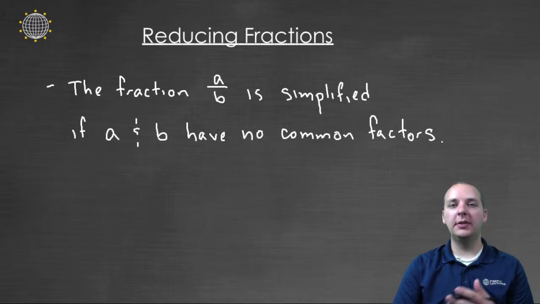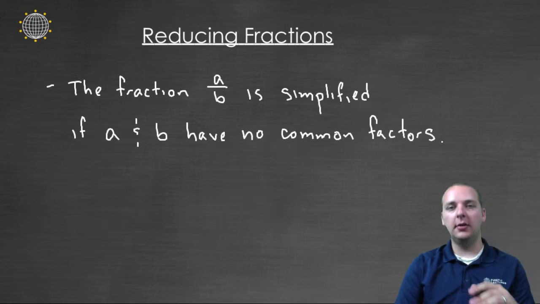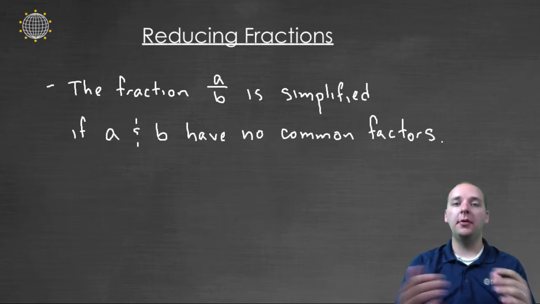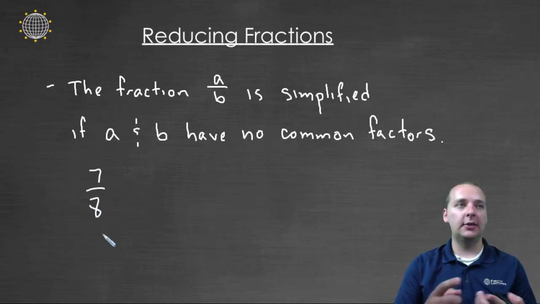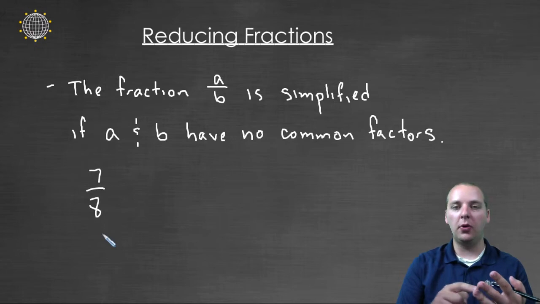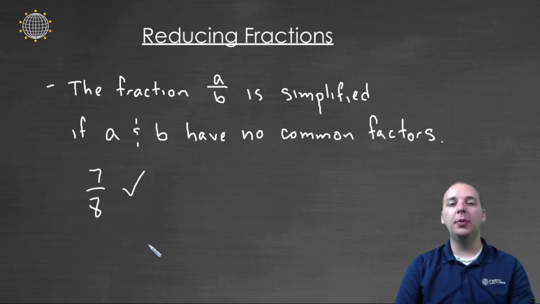If you have a fraction, we would say that fraction is simplified if the numerator and the denominator do not have any common factors with each other other than 1. So for example, if you had a fraction like 7 over 8, then we know how to factor 7. That's 1 times 7, the only way you can factor it. And to factor 8, it can be 1 times 8 or 2 times 4. So its factors are 1, 2, 4, and 8. And you see they have no common factors with each other other than 1. And so this would be called simplified.